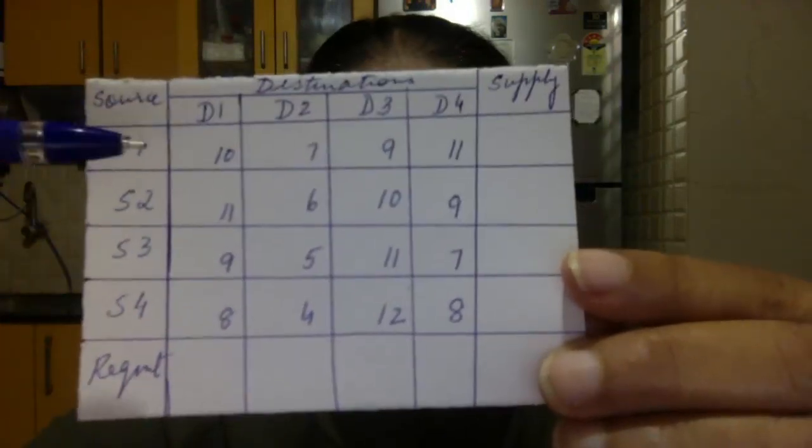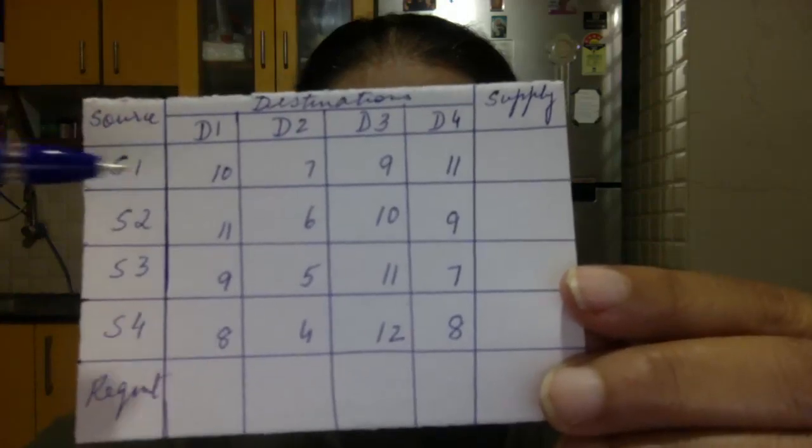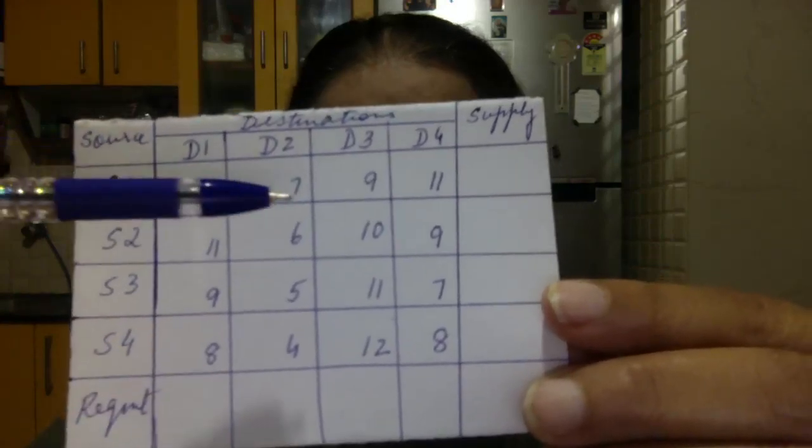For example, S1 D1 is 10, S1 D2 is 7, like that. You have to know because we have to do the test of optimality. That time the costs are important for us. Now supply. I'll give simple supplies, okay? Write 40, 40, 30, 20. 40 plus 40 is 80, 100, 130.